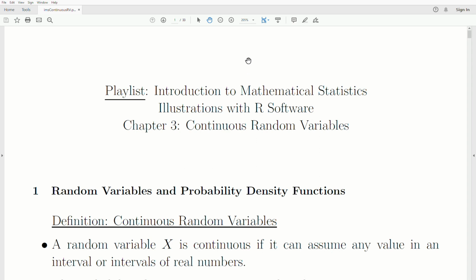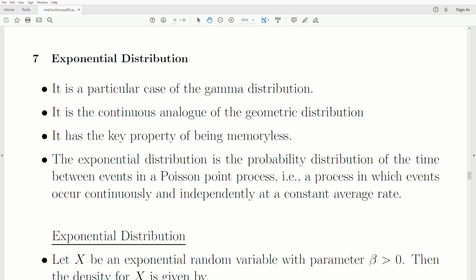Hello, this is the next video in a playlist that I'm calling Introduction to Mathematical Statistics. We're in Chapter 3, part of this playlist that I'm calling Continuous Random Variables. Let's jump to today's topic, which is the exponential distribution.